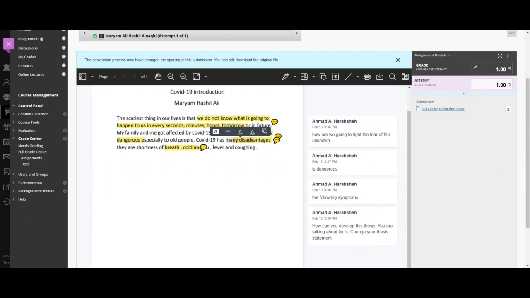disease, right? Maryam, can you hear me? Okay, Binti. So these are symptoms. These are not the disadvantages. How can you develop this thesis? You are talking about facts, and these are facts, by the way. Change your thesis statement. How can you convince me that the symptoms of COVID-19 are fever and coughing? Yeah, all of us know that. If we have shortness of breath, fever and coughing, directly I have an idea that I have COVID-19. So these are facts. Be careful, Binti, right? Okay.